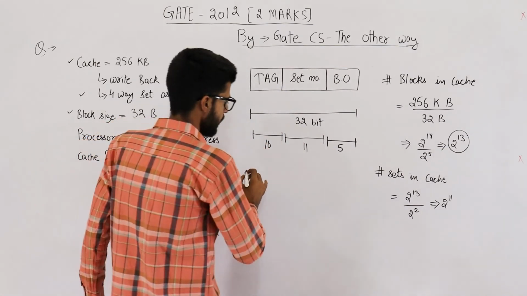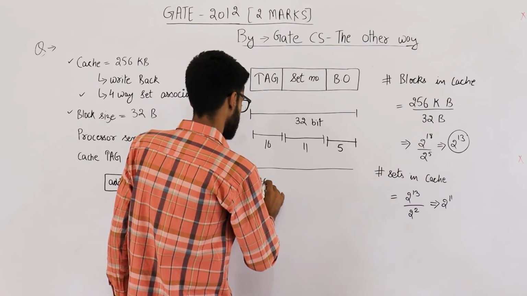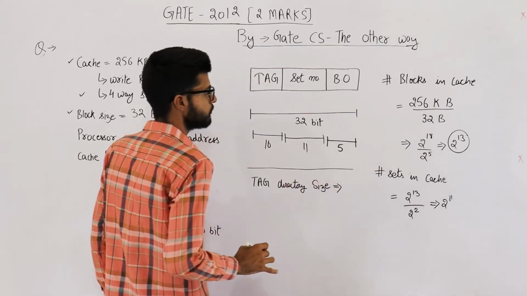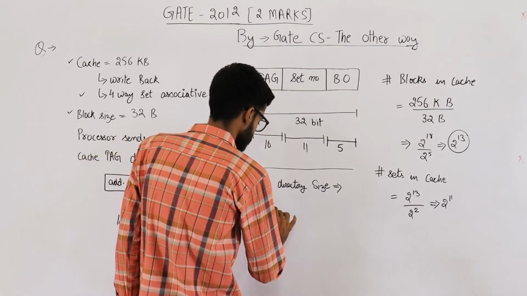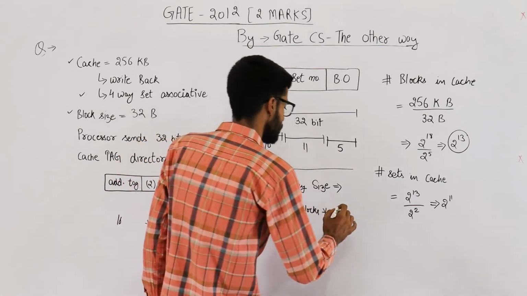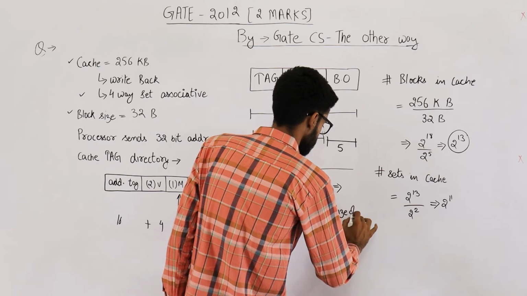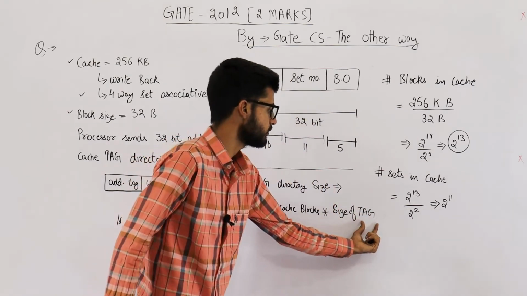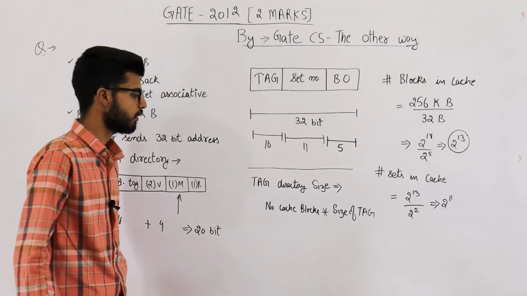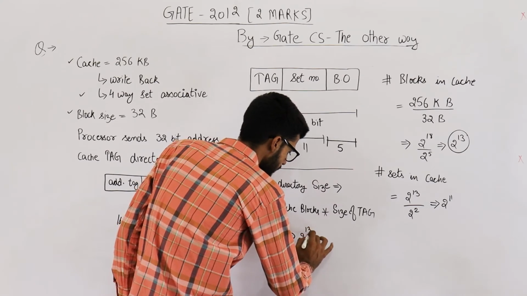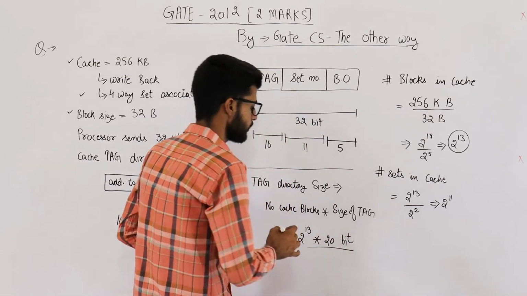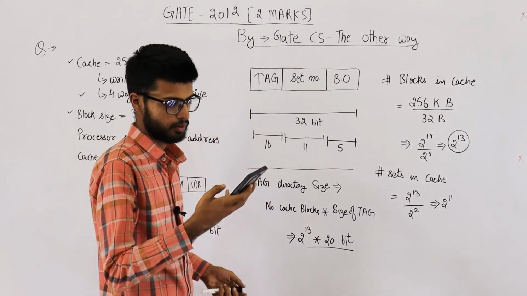So tag directory size, I'm writing it here. Tag directory size will be equal to the number of cache blocks into the size of tag. This size of tag is 20 bits. Don't take only 16 bits because actually while saving we are saving 4 bits of extra information. So this comes out to be 2 raised to the power 13 into 20 bits. This is your answer. So maybe they are asking in terms of K bits.